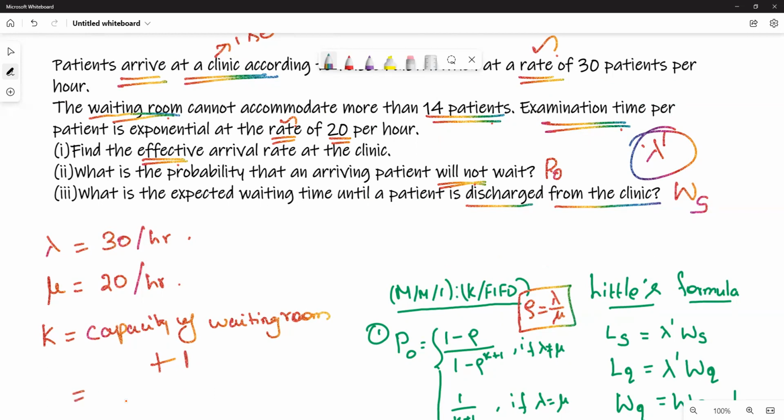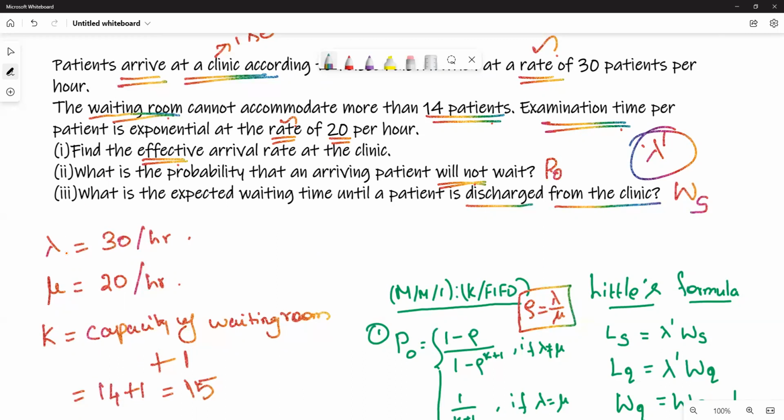Capacity of the system in this problem is 14 plus 1 patient in the service. That is 1 patient in the examination. All together gives the capacity of the system. In the question, they have given only the capacity of the waiting room. So K denotes the capacity of the system. We should be very careful in finding K. Remember, K denotes the capacity of the system. So here in this problem, K is 15.